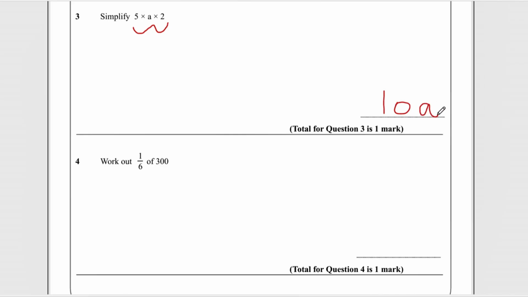We go to question four. Work out 1/6 of 300. Now, most of you know already that of means times. And when you're dealing with multiplication of fractions, up times up, divide by down. 1 times 300 will give you 300, and 300 divided by 6 will give you 50. So the answer to that is 50.